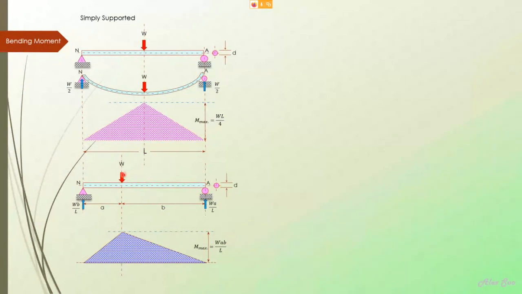Now, if the point load is not acting at the center, but at any point with a distance of A from one end and a distance of B from the other end, how do we find the maximum bending moment? Use this formula. W is in Newton, and A is the length here. A can be shorter than B, and A can also be longer than B. In both cases you can use this formula to find the maximum bending moment, because we are going to apply the maximum bending moment to design the shaft.